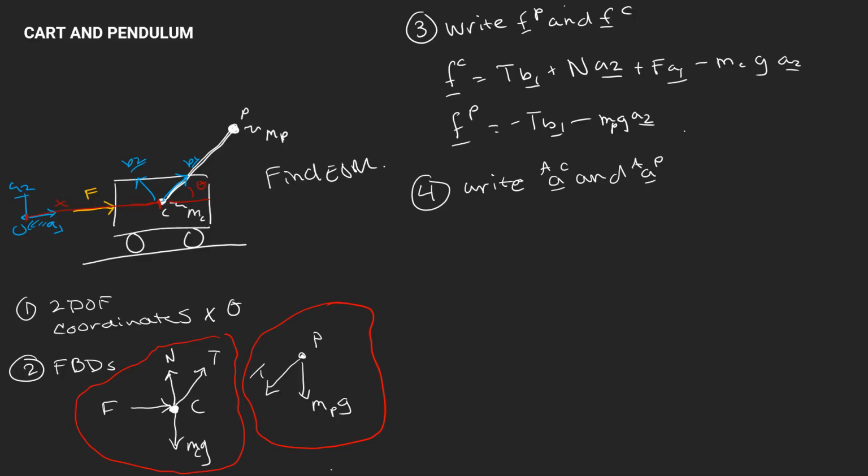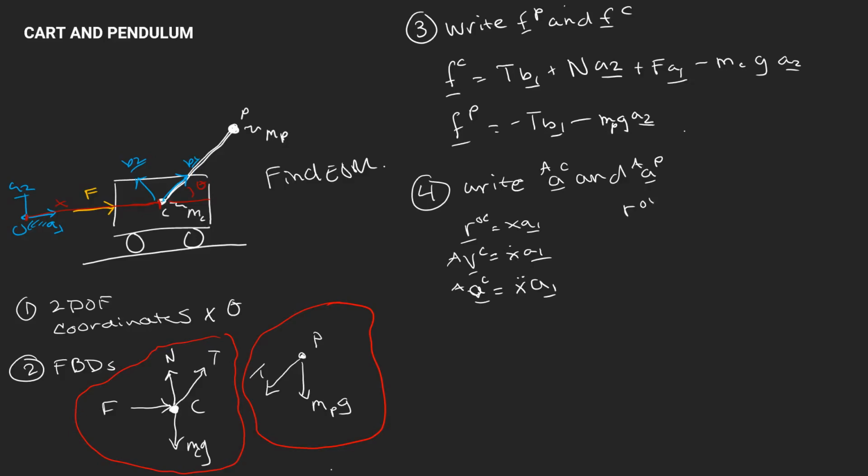We'll start with the easier one, which is the acceleration of C in A. We'll start out by writing our position vector ROC equal to XA1. So our velocity of point C in frame A is equal to X dot A1, and then our acceleration of point C in frame A is X double dot A1.